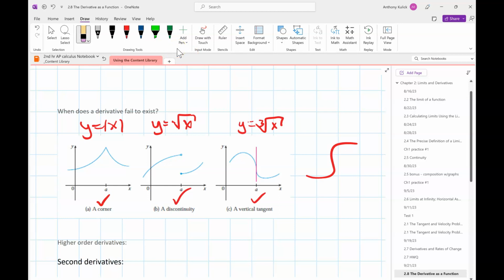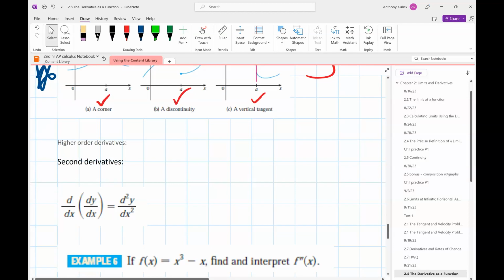So far, so good? So again, this piece screams out multiple choice question, where we give you a picture and ask where does the derivative fail to exist? So what are you going to look for in the picture? Corners, discontinuities, vertical tangents. That's a classic multiple choice question, where I give you a graph and we ask you where the derivative fails to exist. And you're just looking for these 3 situations. Everybody's okay?